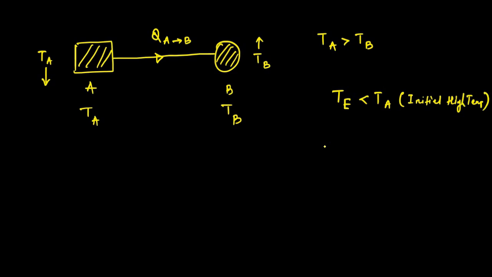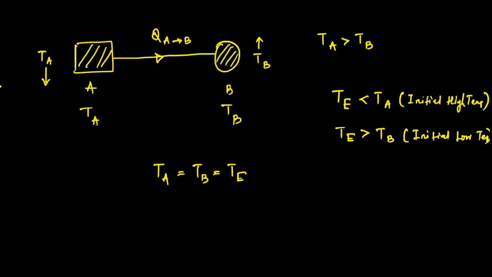But it will be more than TB, which is the initial low temperature, the low temperature body. So the equilibrium temperature will be lesser than the initial higher temperature, but it will be more than the initial lower temperature. So both the bodies will arrive at the same equilibrium temperature.